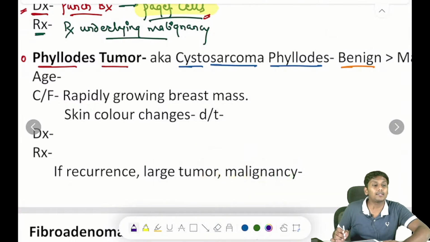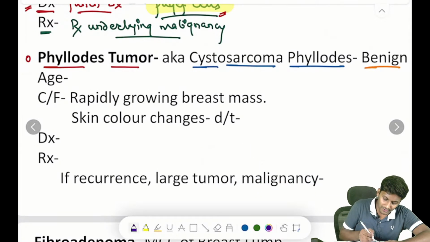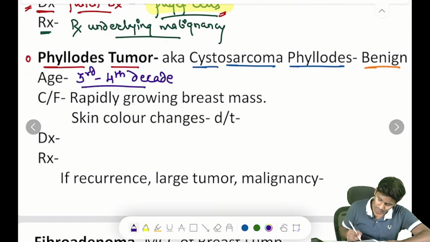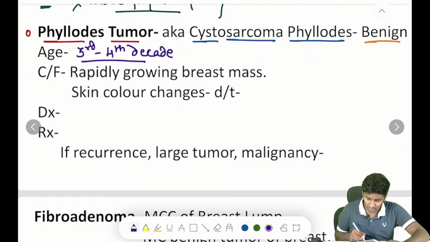So you have to remember the cystosarcoma phylloides, or the phylloides tumor, is more common in the third or the fourth decade of life. What are the clinical features of the patient?